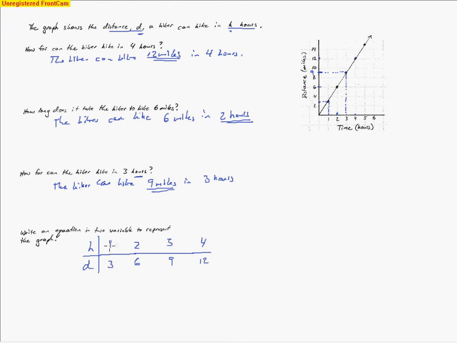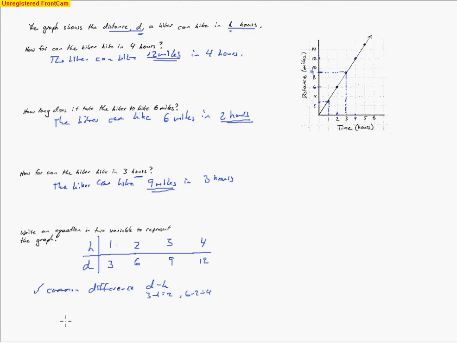Well, looking at these numbers, the common difference, I see 3 minus 1. Remember, common difference. I'm looking at the difference between, in this case, d minus h. So 3 minus 1, that would be 2. But then when I take a look at the next one, 6 minus 2, I get 4. So I see it doesn't have a common difference.